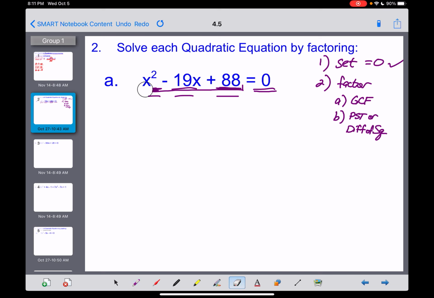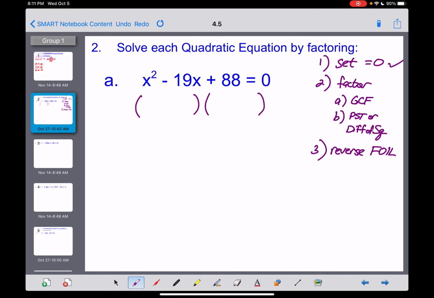So that didn't work out anyway, and when none of those things happened, then we basically go to how we quote-unquote normally factor by doing reverse FOIL. So we're going to split this quadratic trinomial into the product of two binomials, and everybody, this is important, this still equals 0.